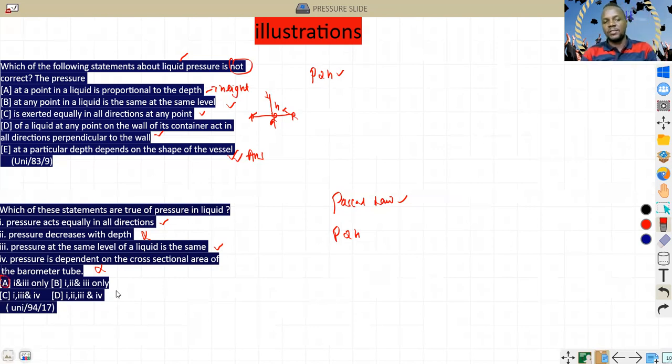Option A is valid. I would have said maybe the student that prepared the slide was sleeping on the bike when he was doing that. So guys, that is the answer for the first illustration. We move to the next illustration in the video.